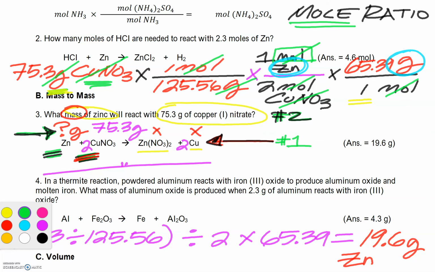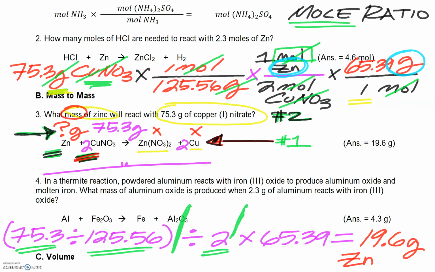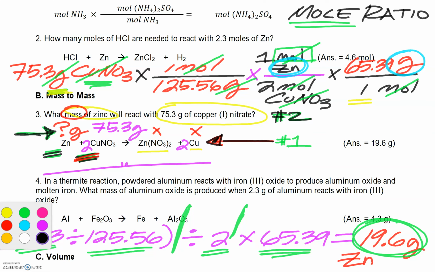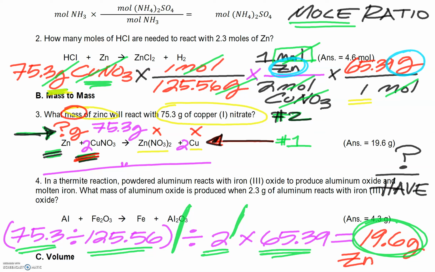Okay, to speed this up a bit so we don't run out of time on the video, here's the math down here at the bottom. So you're going to take 75.3 divided by 125.56. I usually hit enter right here, like right in that space. I hit enter, then divided by 2, hit enter, and then times 65.39. And then there you go. There's the answer that we knew we would get, 19.6, and it's 19.6 grams of zinc. Now, again, 3 steps is very common, and then this mole ratio is always going to be the new thing. It's the middle step. It's the question mark over what you already have. So we're going to practice some of these and see how we do.